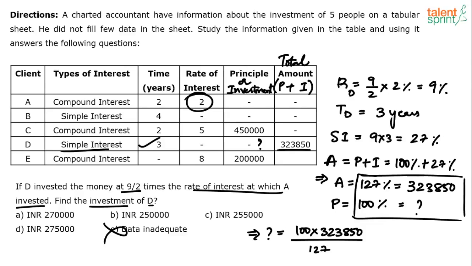323,850 by 127. Chakrabarti Siddharth here has asked a question. Sir, A has 2% per annum. Wouldn't the rate be 4.44? Why will the rate be 4.44? 9 by 2 times of 2%. How did you get 4.44?